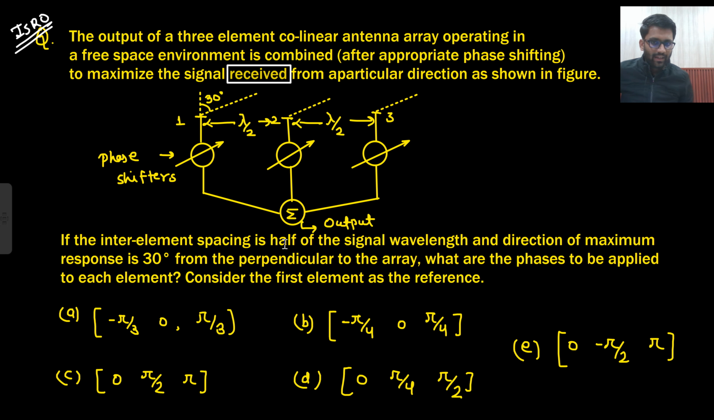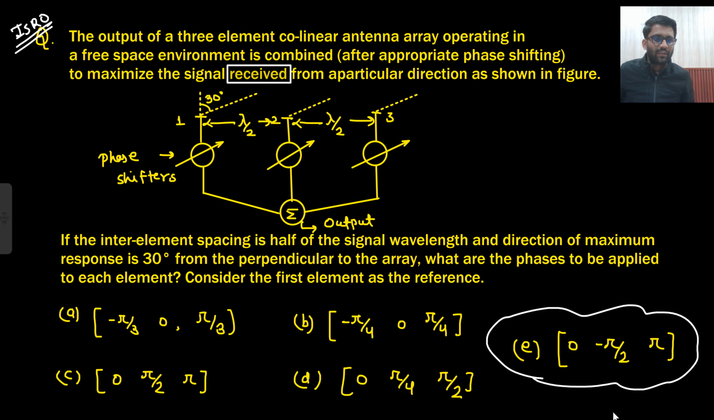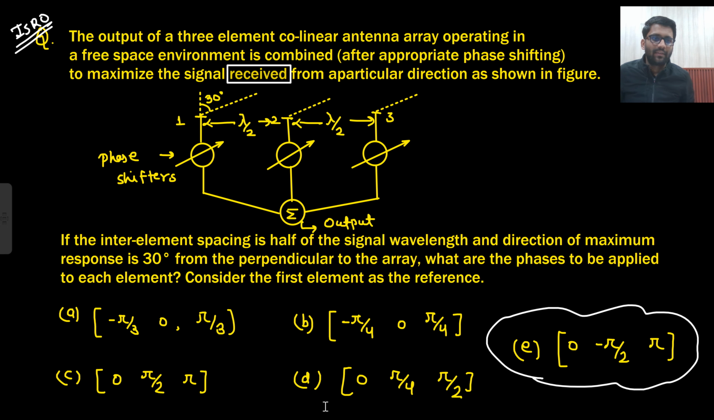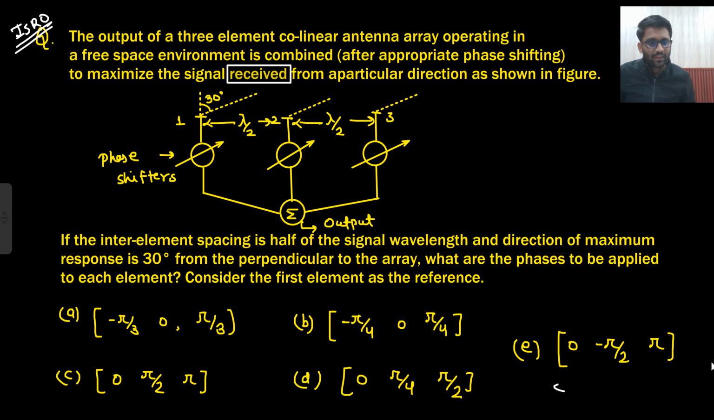Now, if the inter-element spacing is half of the signal wavelength and the direction of maximum response is 30 degrees from the perpendicular to the array, then what are the phases to be applied to each element? Consider the first element as the reference. Luckily, in the examination, this option was not given. If all these four options were given, then this question would be easy for you. But if GATE frames this kind of question, then certainly they will give this option as well.